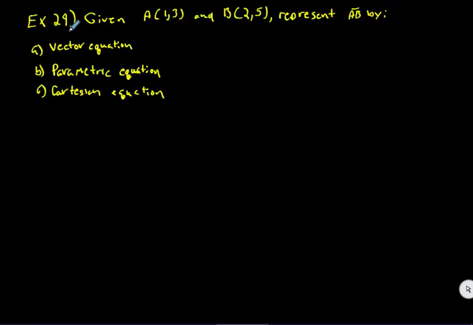So the first one here, example 24, says: given that A is the point (1, 3) and B is the point (2, 5), represent AB by a vector equation, then a parametric equation, and then a Cartesian equation. So the first thing I'm going to do is find the vector AB. What is AB going to be equal to? That would be 2 minus 1 is 1, and then 5 minus 3 is 2. So that would be the vector that's in that line.